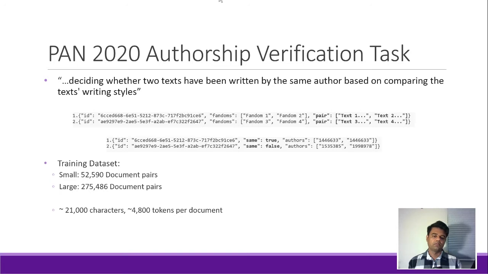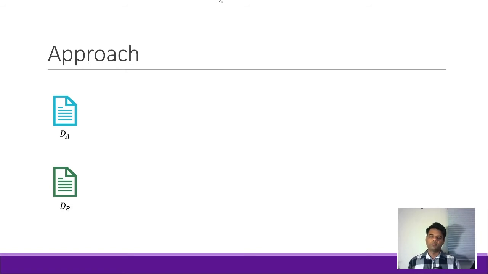Looking at the documents, they were around 4,800 tokens, which means they were fairly large documents. And as with any authorship attribution or verification task, the more words we have, the better. Now let's take a look at our approach.